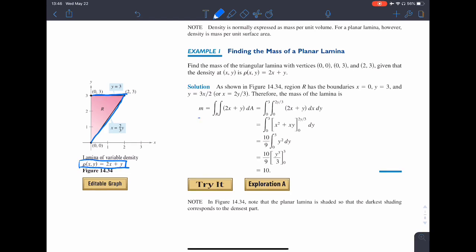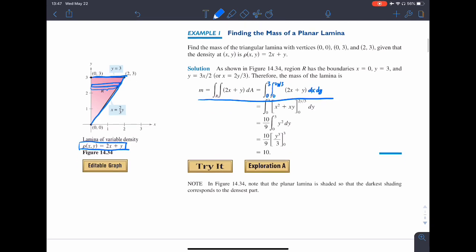So here, we set up the double integral as 0 to 3 dy, because we are integrating along the y-axis first, and then we do 0 to y over 3 dx. That means this distance is calculated by 2y over 3 minus 0. And we get the mass by solving this equation, and the final answer is 10.